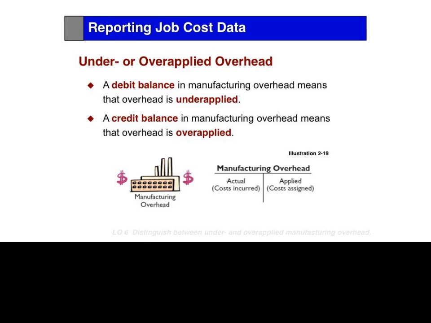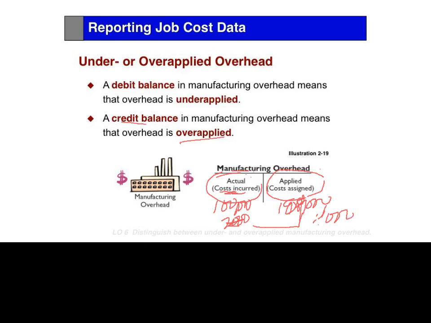So at the end, you see, here is all the actual manufacturing overhead incurred. Here is the applied. So let's assume I incurred about $100,000, but I only applied $98,000. Well, you can see that I underapplied by $2,000 because I have a debit balance of $2,000. If I applied $104,000, then I would end up with a credit balance of $4,000, and that would be overapplied. I overapplied the overhead to all the jobs worked.